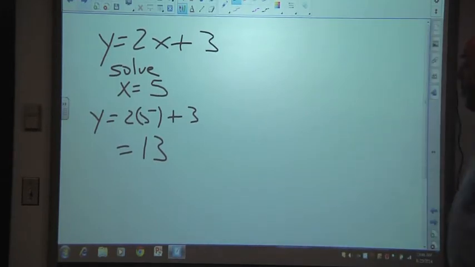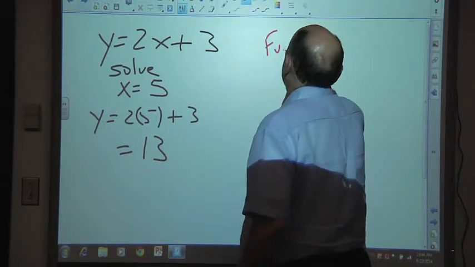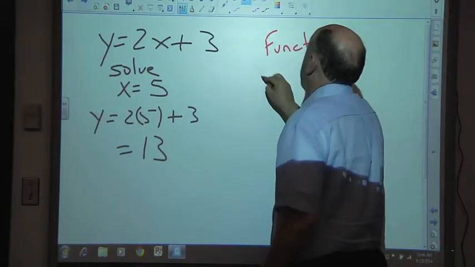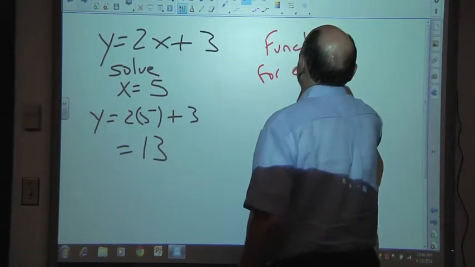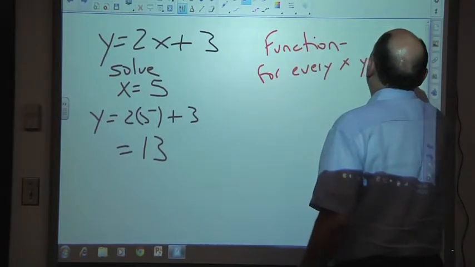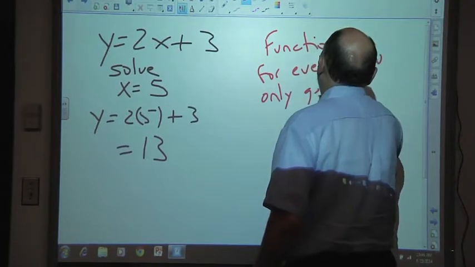So we can now talk about what are called functions. And so functions, what makes a function is that for every x, you only get one y value.